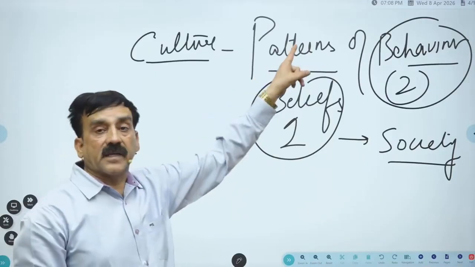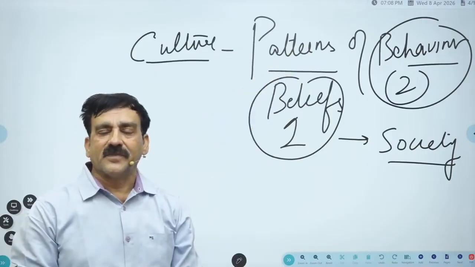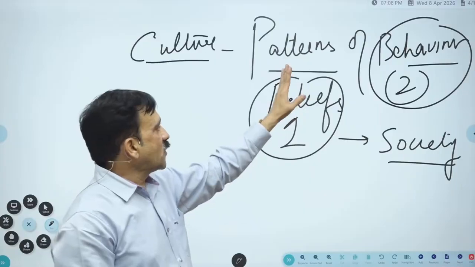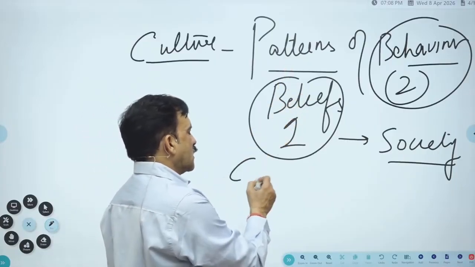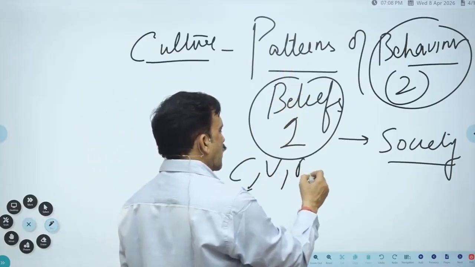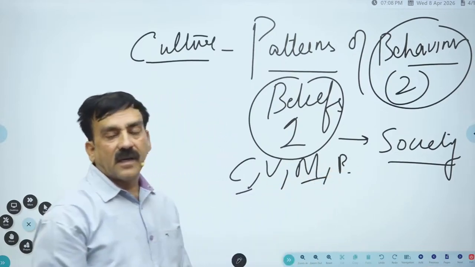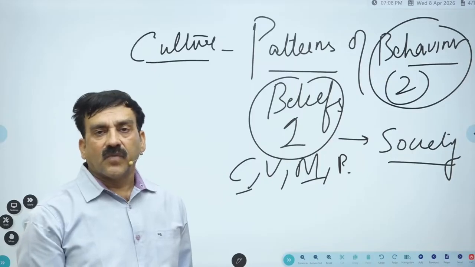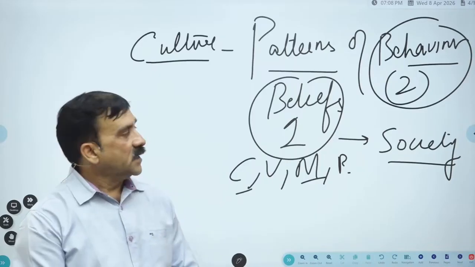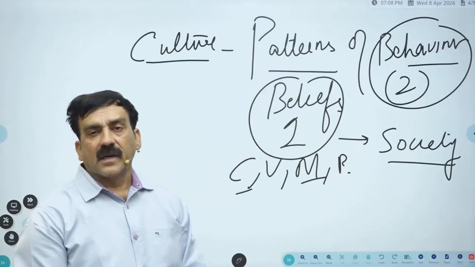The word is pattern. Each and every activity is not a culture. So what sort of beliefs? Your customs, your values, your morals, your beliefs, which have evolved for the smooth functioning of society, it is called culture.